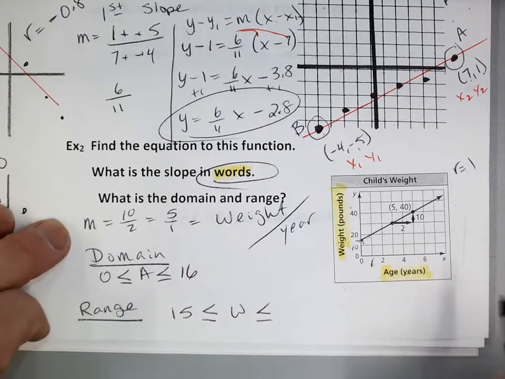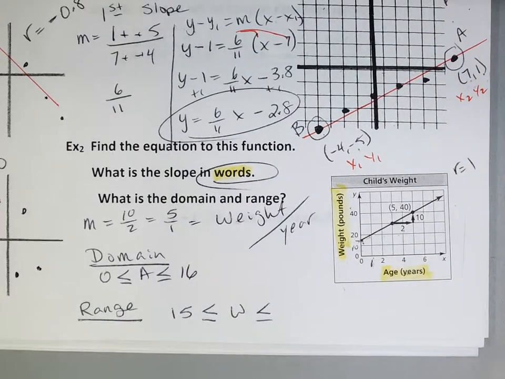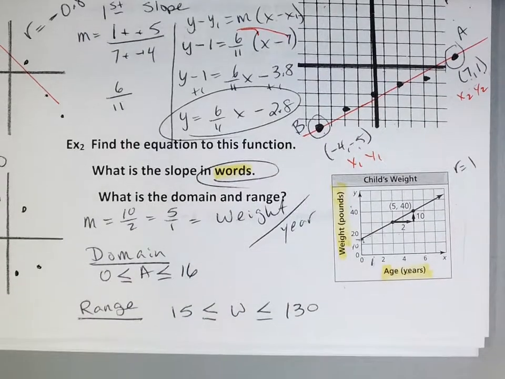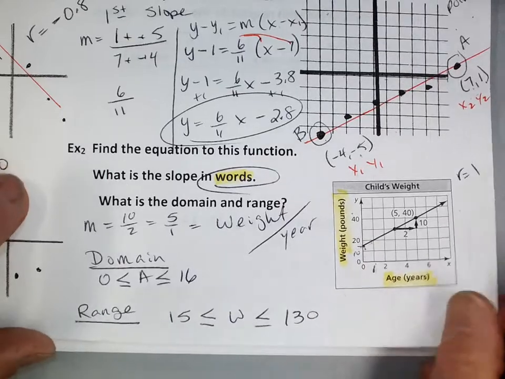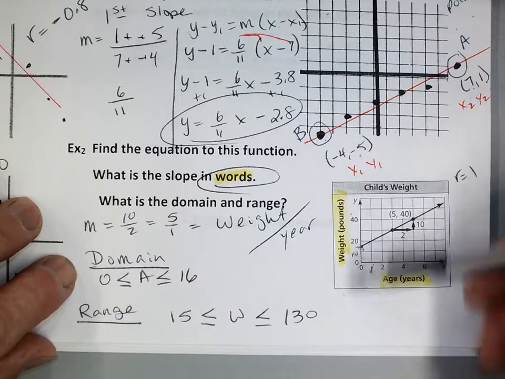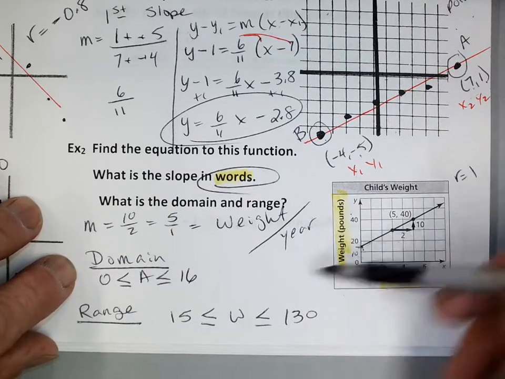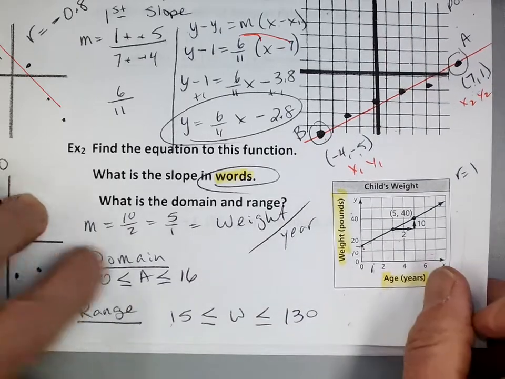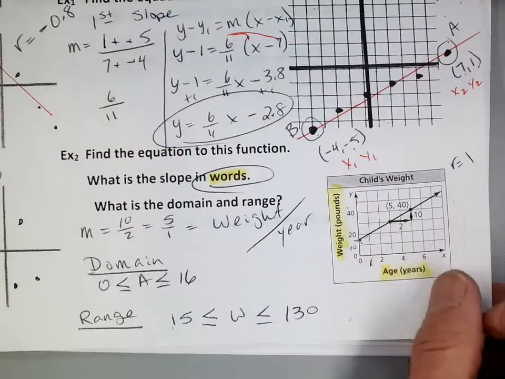And then at 16 years old, what do you think an average weight would be? About 120, 130 pounds? We'll go 130. How's that? Okay. Domain is my x values, which is age. Range is my y values, which is my weight, from 15 to 130 pounds. And past that, this graph doesn't apply because you stop growing, right? Okay, turn the page.